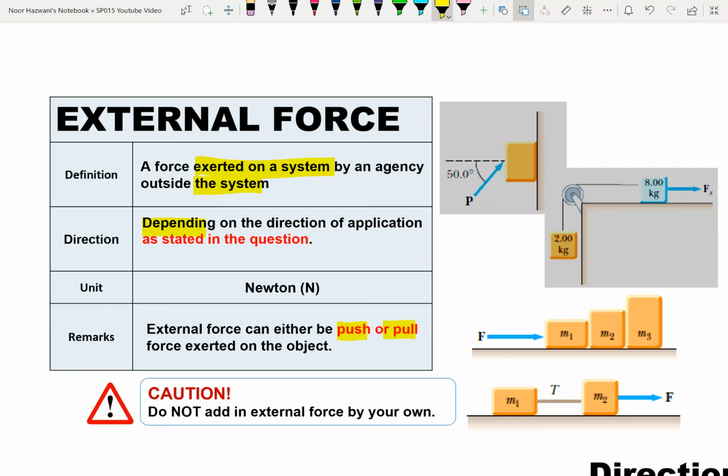Tengoklah, kalau kita tolak contoh, ada orang tu, contohlah, dia ada box. Okay, contohlah ada box. Okay, lepas tu ada orang cuba tolak. Okay, so sekarang dia tengah apply force. Yes, dia tengah apply force ke kiri. So depends on the question lah. Kita pun tak boleh nak assume. Okay. And then since external force ini adalah type of force, so dia punya unit adalah Newton. Dan biasanya kita akan label external force ni sebagai capital F. Kebiasaannya.